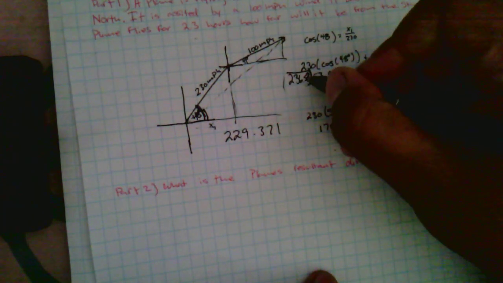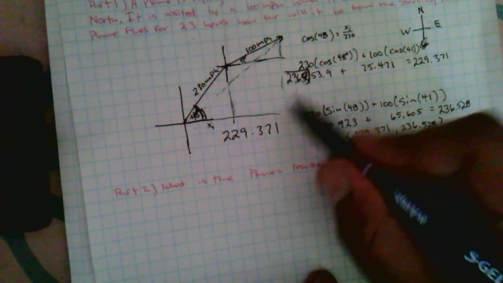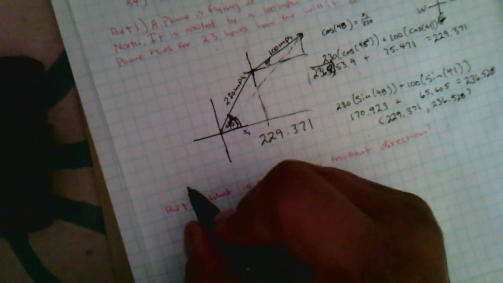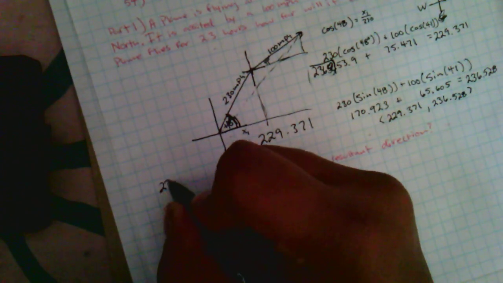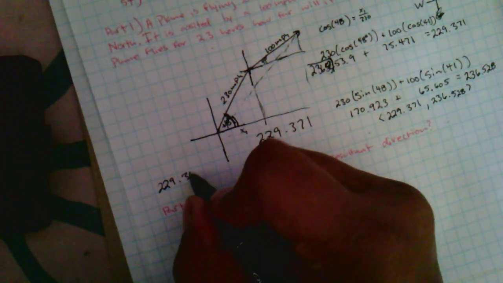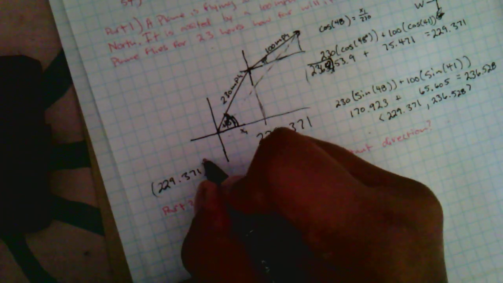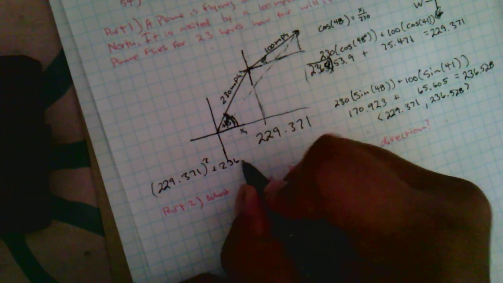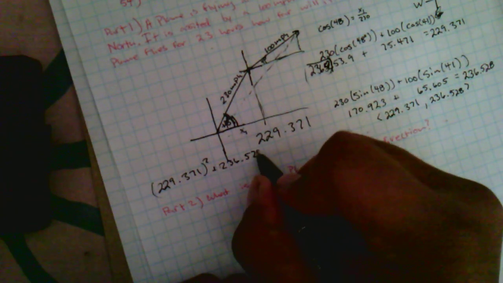0.52. That looks like squared. Oh my gosh. All right. Either way, so we have that distance. We're gonna go ahead and do 229.371 squared plus 236.528 squared.